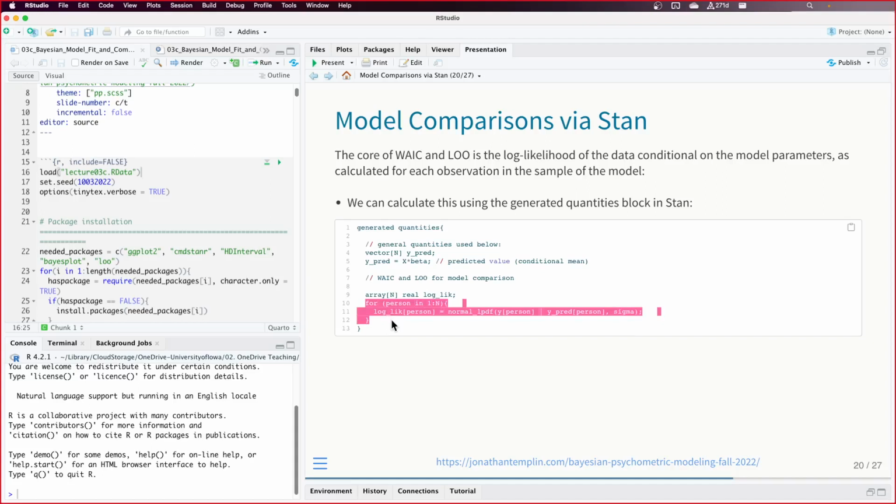This is not vectorized either. That's the other problem with it. It's not vectorized code. You have to do a loop. Loop through each person and then plug in that person's data. That's y, that person's observation, conditional on our predicted value, that's their mean, and our current sampled value of the standard deviation.